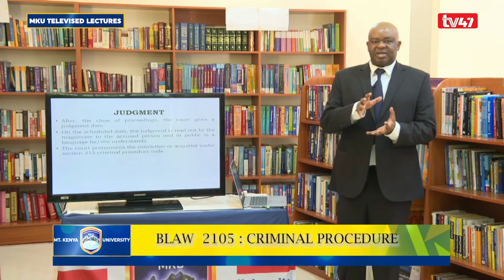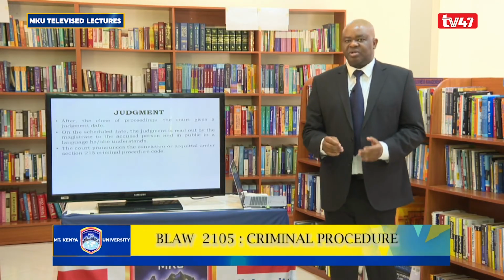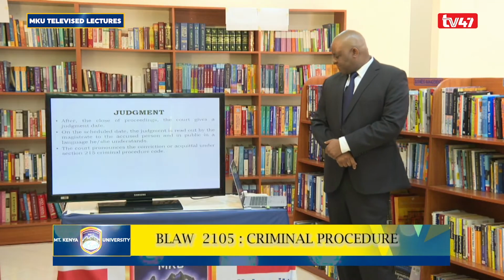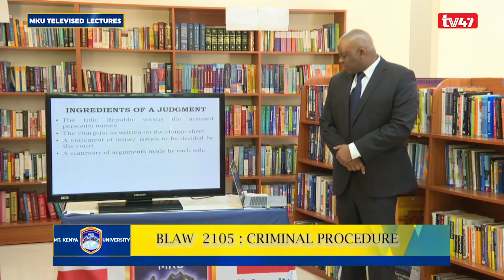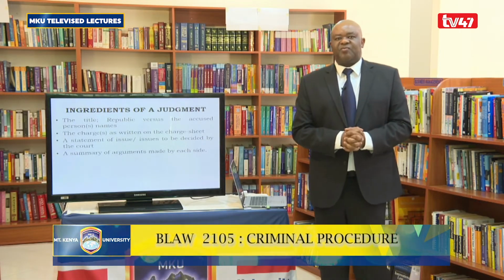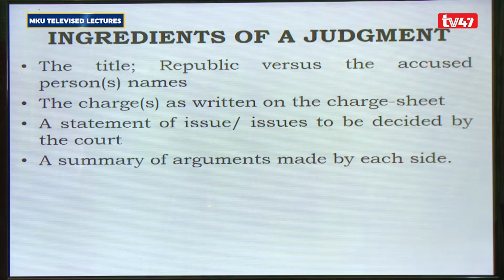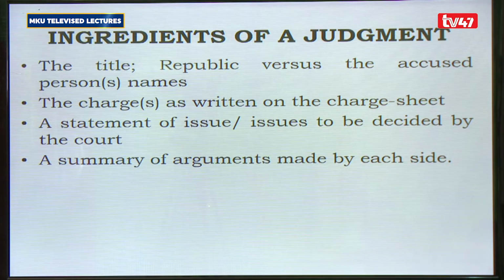Of course, I stated that when the court has gone back after conclusion of the trial to write the judgment, it's expected that the judgment has some ingredients that must be followed so that it's delivered. There are about 9 of them, and one of them is that the judgment itself should have the title, that is the name of the accused person. If it's Republic, it's Republic versus John Njuguna. Or if there's more than one person who is accused, it becomes maybe John and 3 others.